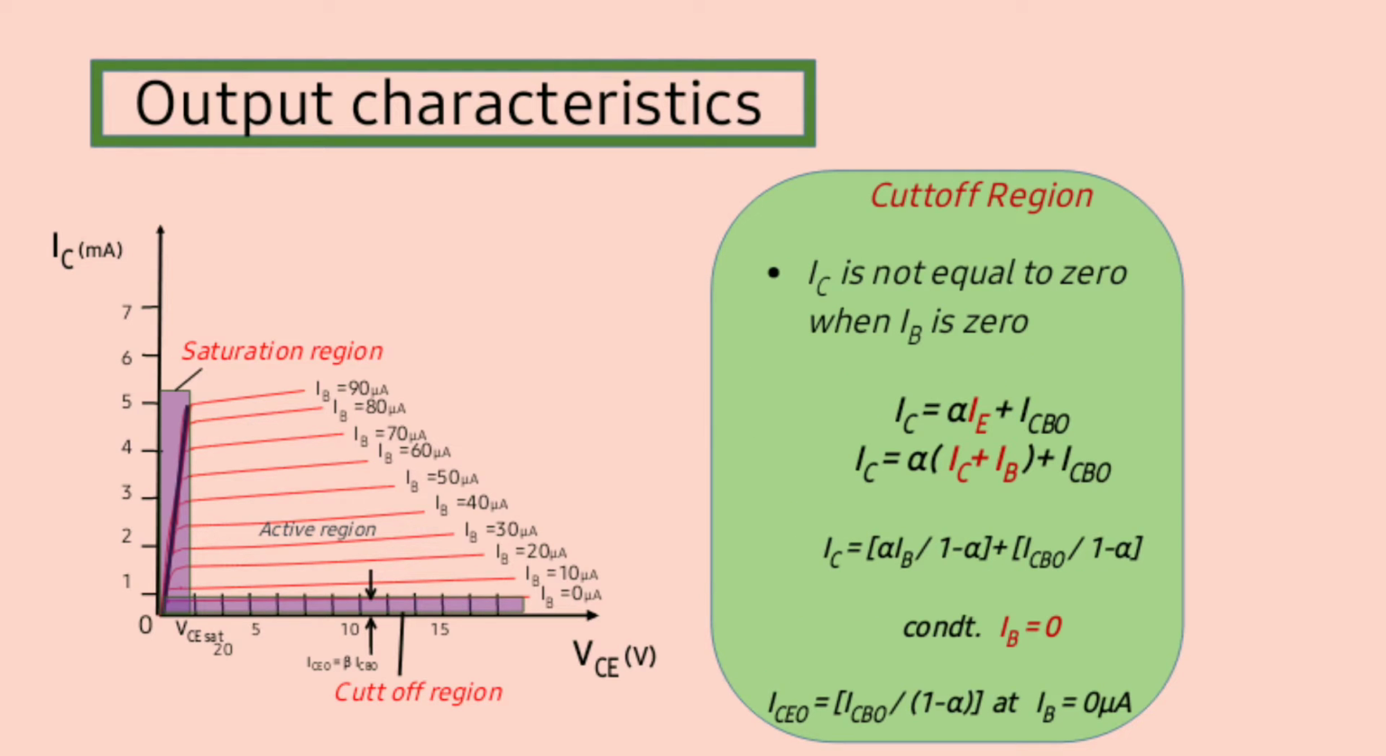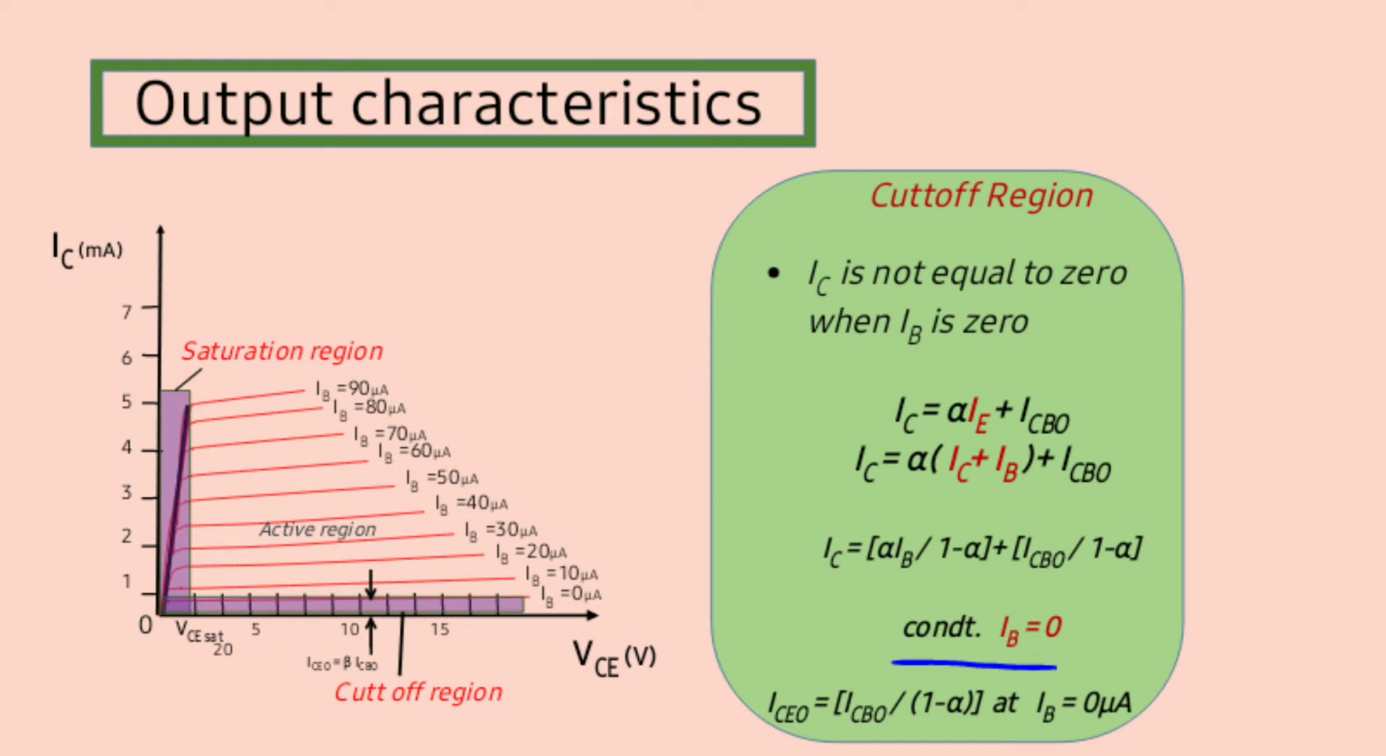Next we shall consider the cutoff region for this common emitter configuration. Here the cutoff region is not as well defined as for the common base configuration. In this configuration, IC is not equal to 0 when IB is 0. The reason for this difference in collector characteristics can be derived from the equation IC equals alpha IE plus ICBO. We know that the collector current has two components, a minority component and a majority component. Here alpha IE is replaced with alpha times IC plus IB, since the emitter current is always equal to the collector current plus the base current.